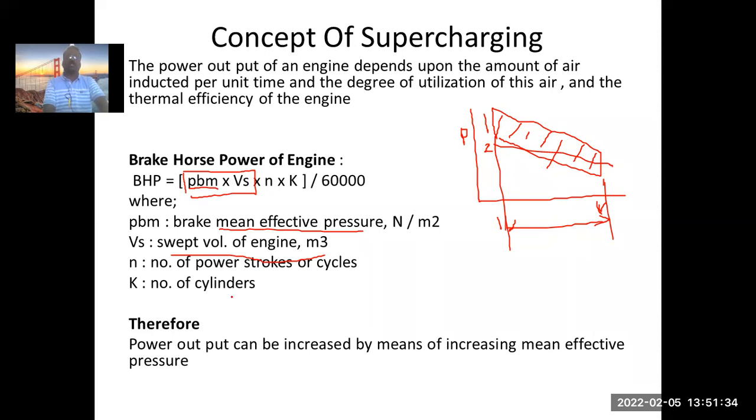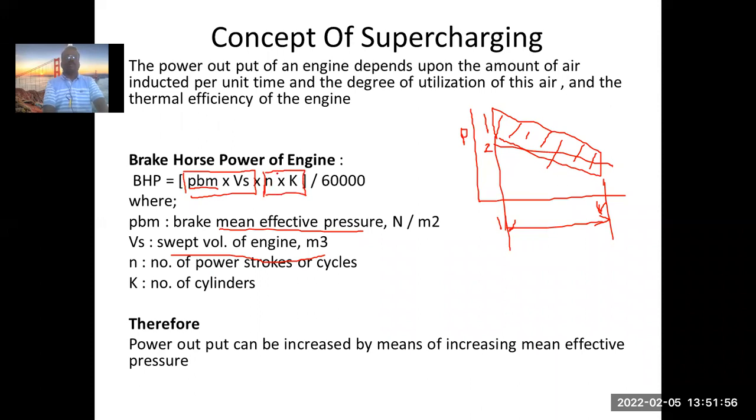K is the number of cylinders. आपण एका सिलेंडर बद्दल बोलत नाही, एका इंजिन बद्दल बोलतोय. मग एका इंजिन मध्ये नंबर ऑफ सिलेंडर्स असतात. So then we should take into consideration the contribution of every cylinder. So that is where we are multiplying by K, that is the number of cylinders. I hope everybody has understood why we have introduced the term N and why we have introduced the term K.